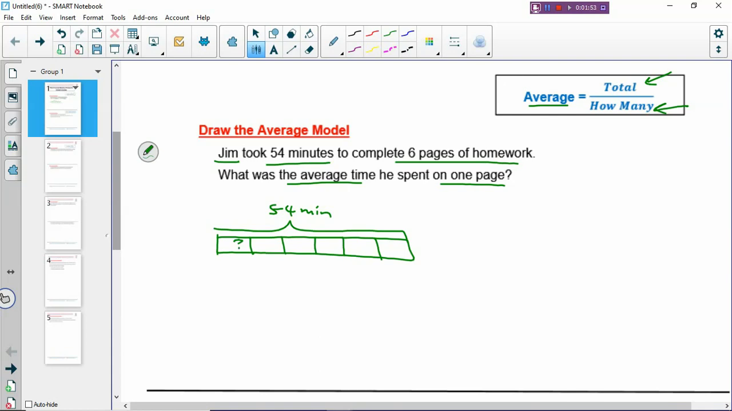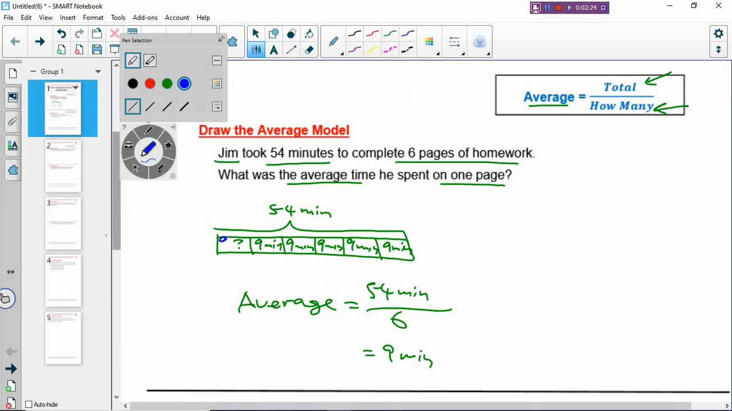So how do you find average? Average is equal to total, which is the total time taken, 54 minutes, divided by how many pages, which is 6 of them. So every page will take how long to read? Every page will take 9 minutes to read. So over here, every page is 9 minutes, 9, 9, 9, 9, and of course, the question mark is also 9 minutes.